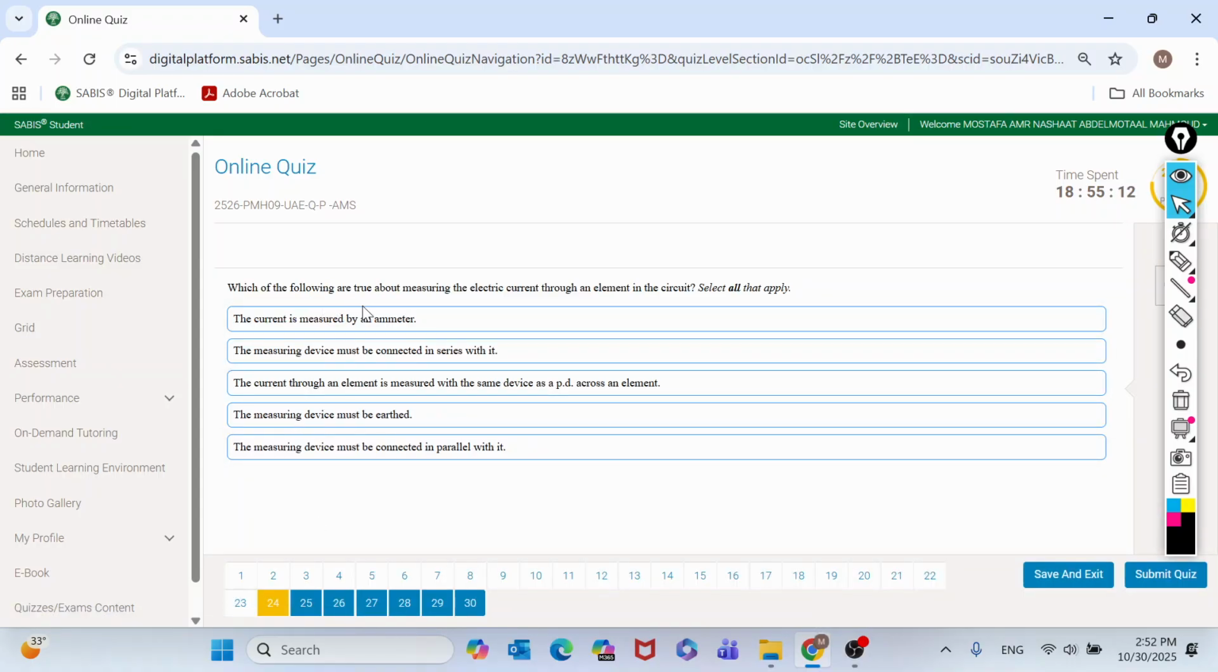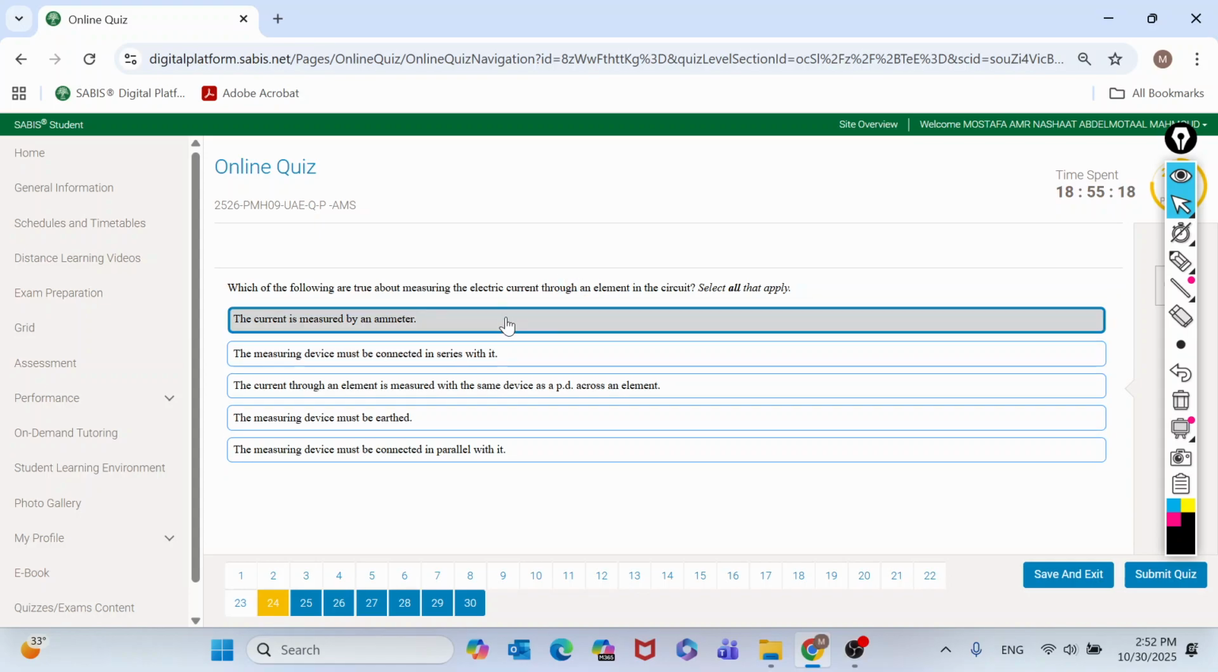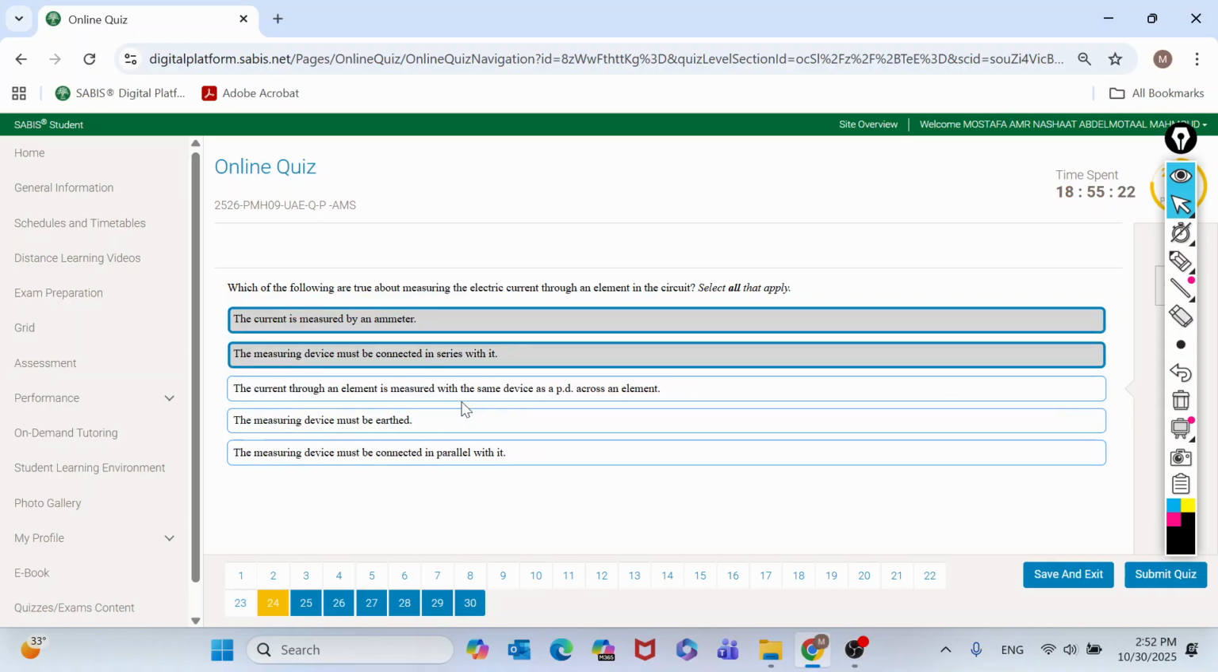Which of the following are true about measuring the electric current through an element in the circuit? The current is measured by an ammeter. The measuring device must be connected in series with it. The current through an element is measured with the same device as a potential difference. No. The measuring device must be earthed. No. The measuring device must be connected in parallel. No.